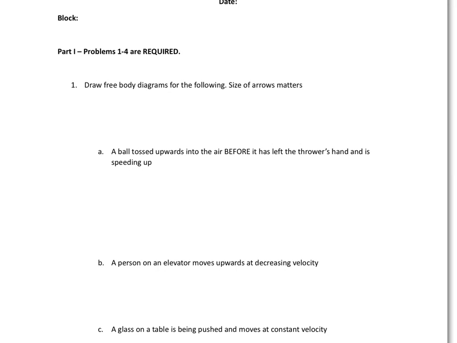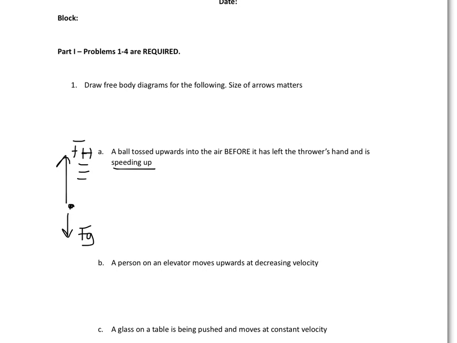So ball's tossed upwards into the air before it has left the thrower's hand, and it's speeding up. Speeding up means forces are unbalanced. So I'm going to have the force of the hand going up, but I'm also going to have the force of gravity downwards, and this arrow does need to be bigger.